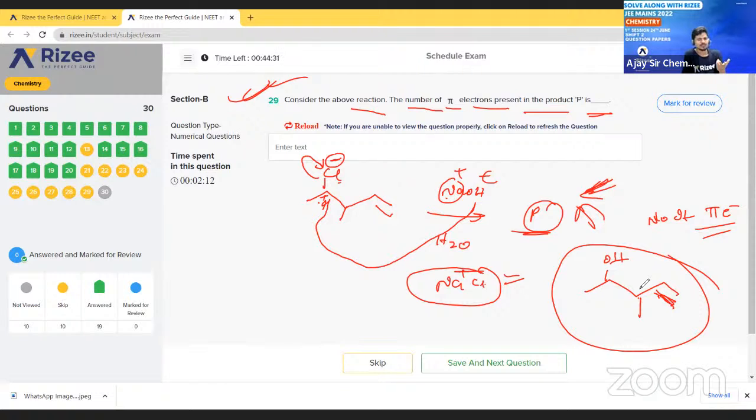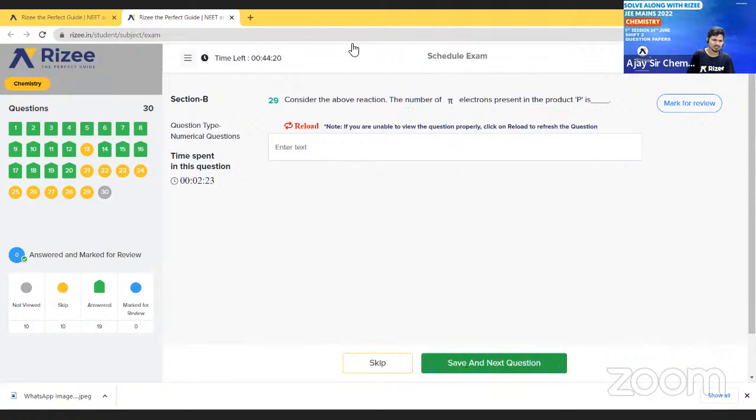So one pi bond means how many electrons? 2 electrons in any bond. So one bond means 2 electrons are present. So what is the correct answer? 2 is the correct answer. Okay, let us go to the next question.